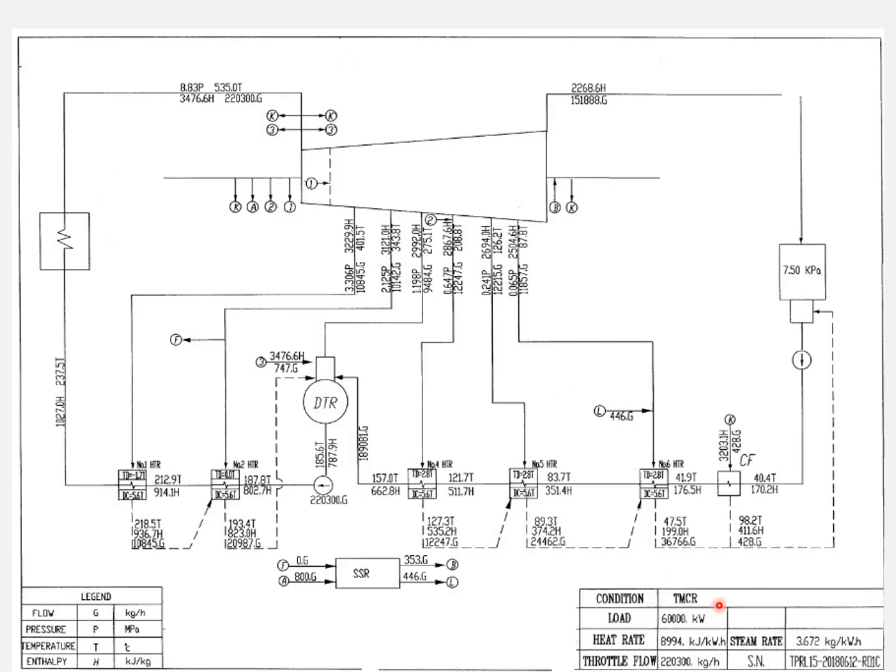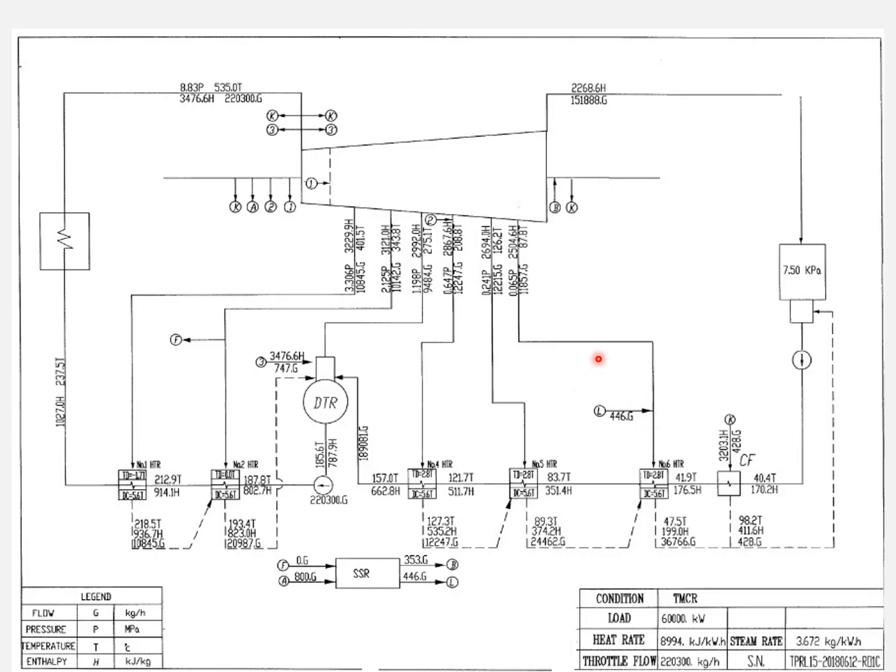Turbine maximum continuous rating (TMCR) load is 6,000 kilowatts, representing the electric output of the turbine under the full load condition. Heat rate: 8,994 kilojoules per kilowatt-hour indicates the amount of heat energy required to generate one kilowatt-hour of electricity. A lower value reflects better thermal efficiency.